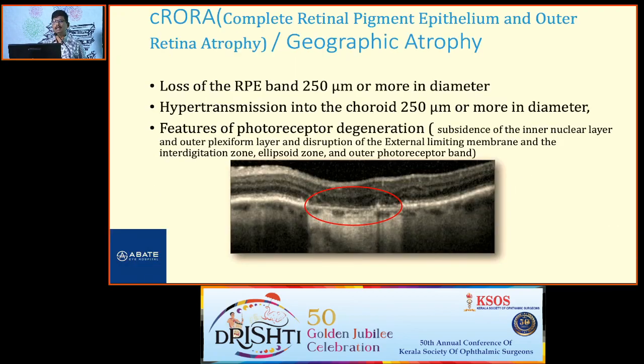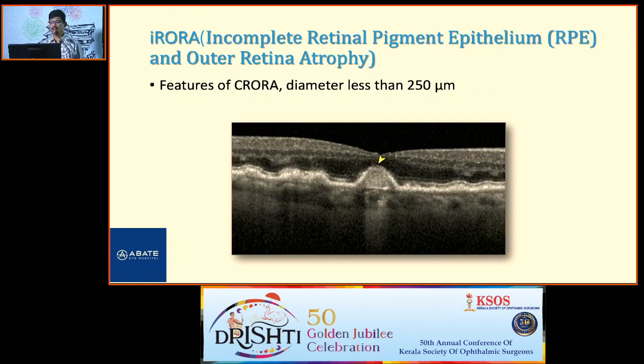This is just an OCT-based classification of macular atrophy that we see in non-vascular AMD. cRORA is where you see a loss or attenuation of the RPE band in an area having a diameter of 250 micrometers or more. It can also have hypertransmission into the choroid as a result of the RPE band attenuation. We can also have features of photoreceptor degeneration. Again, all these lesions have a diameter of 250 micrometers or more. When these findings are in an area which is less than 250 micrometers, they call it iRORA.